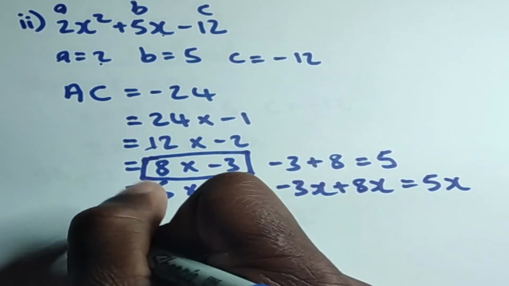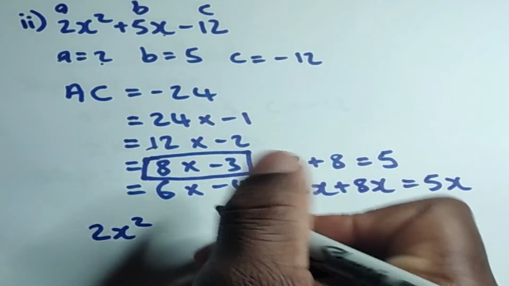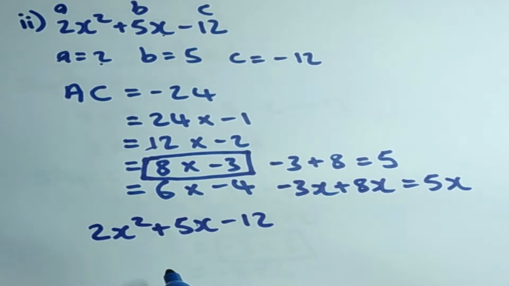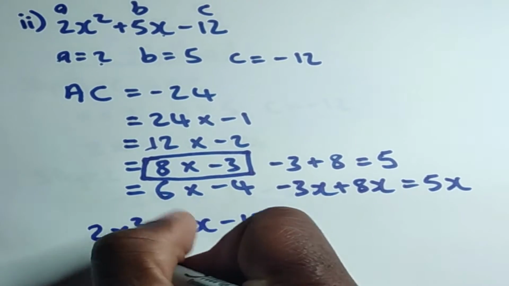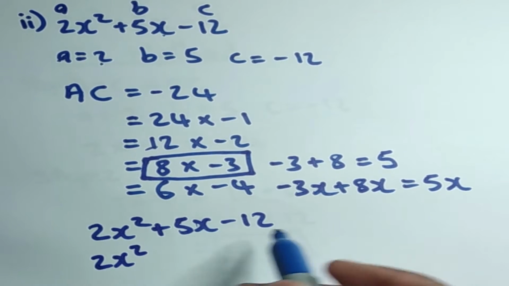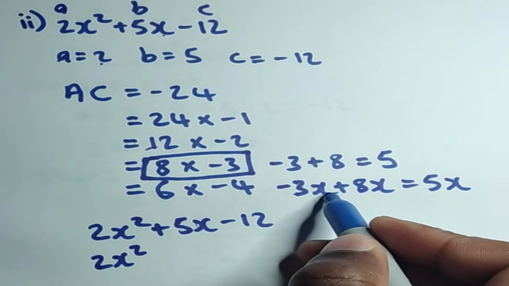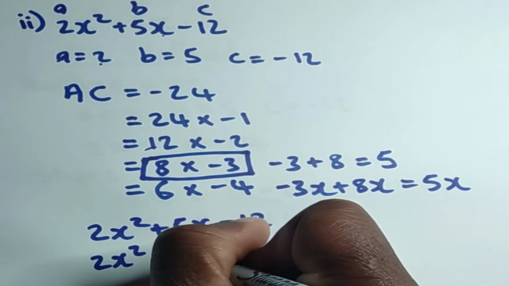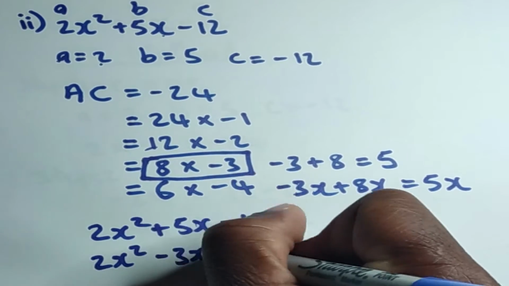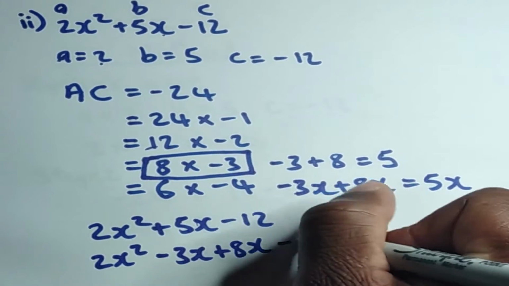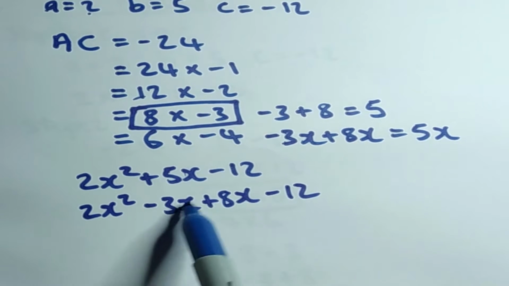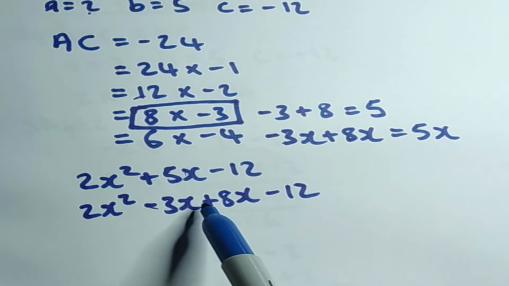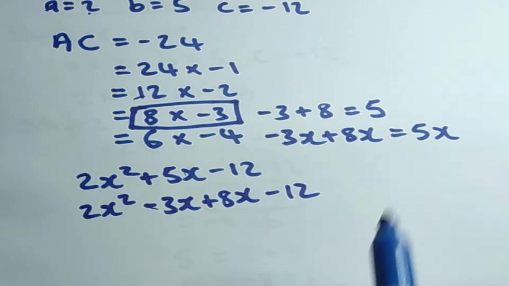All right. So here I have 2x squared plus 5x minus 12. Again, here I have the 2x squared. Now I'm going to replace the 5x with negative 3x plus 8x. So here I'll have what? Negative 3x plus 8x minus 12. And notice if we simplify this, we're going to end up back with the 5x, because negative 3x plus 8x is the same thing as 5x.